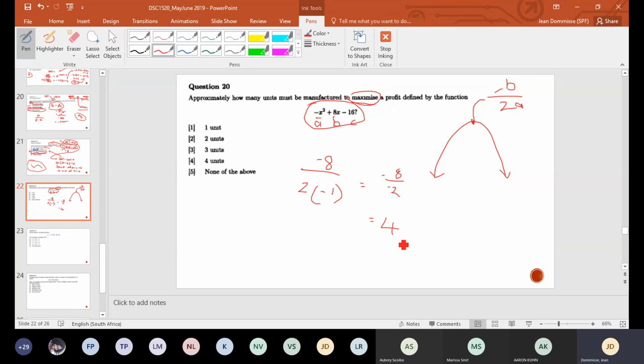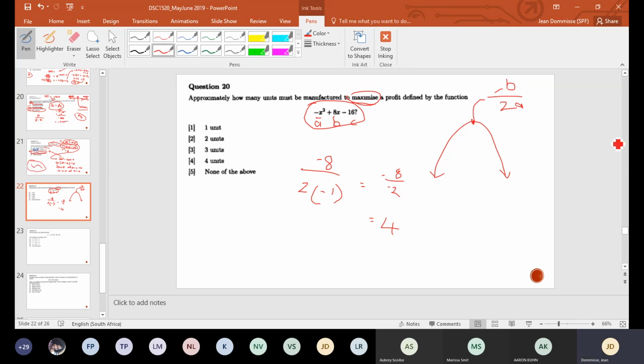It's interesting if you would have used the trial method and put in 1 and see what the answer is, and then put in 2, 3 and 4. If you put in 1, it will give you an answer that is smaller, and then it goes up until the point of 4.